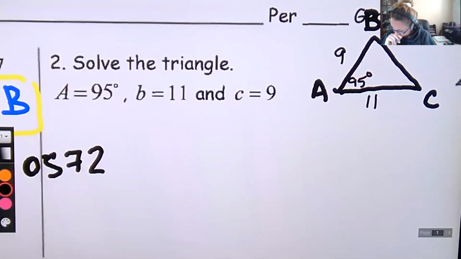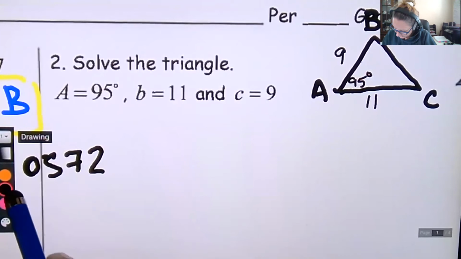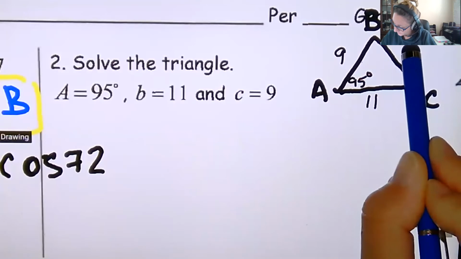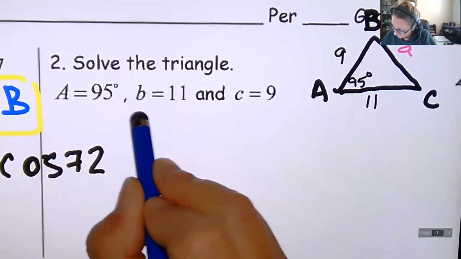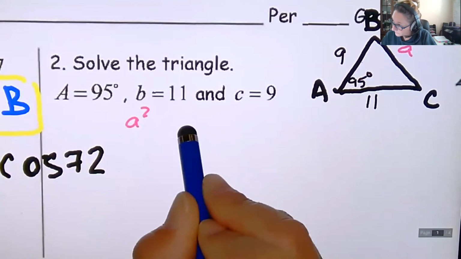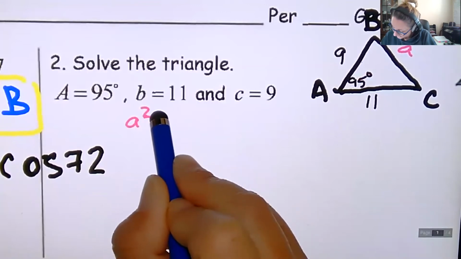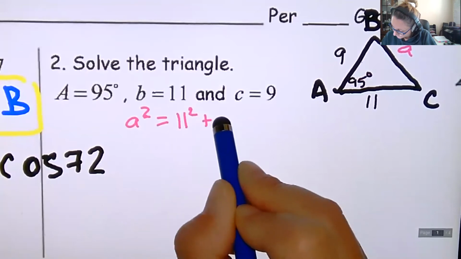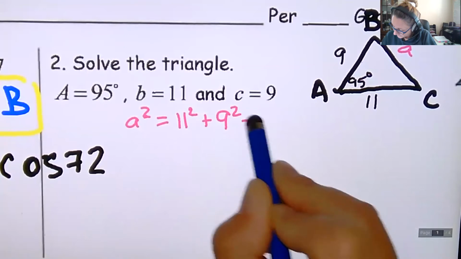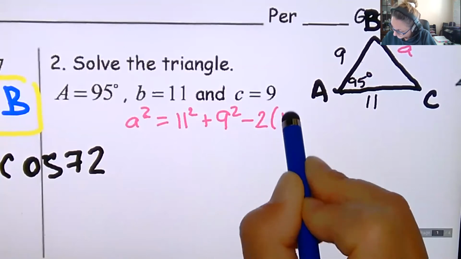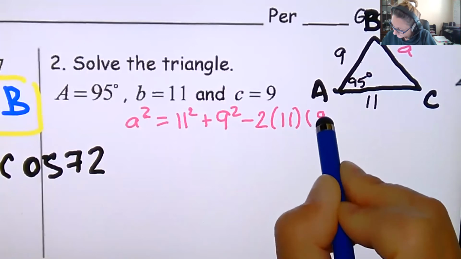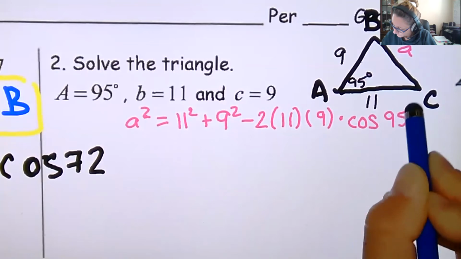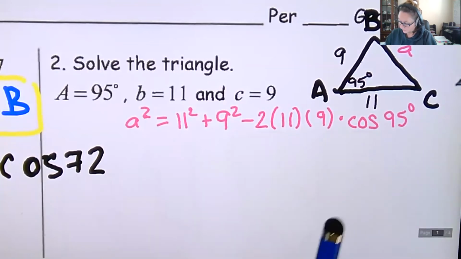Okay, so for this, again, I'm going to be finding little a right now. So I'm going to be doing a squared is equal to b squared, which is 11 squared, plus c squared, which is 9 squared, minus 2 times my B, which is 11, and my C, which is 9, times cosine of A, which is 95 degrees. Okay, put that into my calculator.